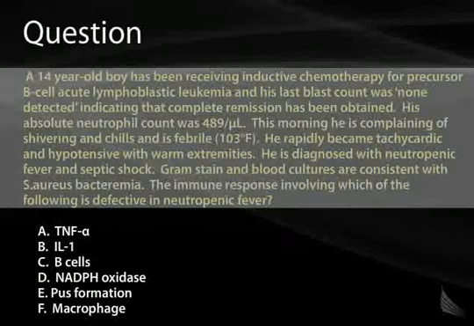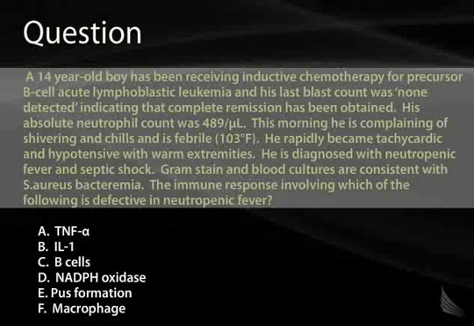Another question. A 14-year-old boy has been receiving inductive chemotherapy for precursor B-cell acute lymphoblastic leukemia, and his last blast count was none detected, indicating that complete remission has been obtained. His absolute neutrophil count was 489 per microliter. This morning he is complaining of shivering chills and is febrile to 103 degrees Fahrenheit. He rapidly becomes tachycardic and hypotensive with warm extremities. He is diagnosed with neutropenic fever and septic shock. Gram stain and blood cultures are consistent with Staph aureus bacteremia. The immune response involving which of the following is defective in neutropenic fever?